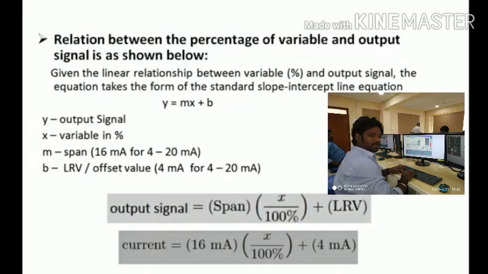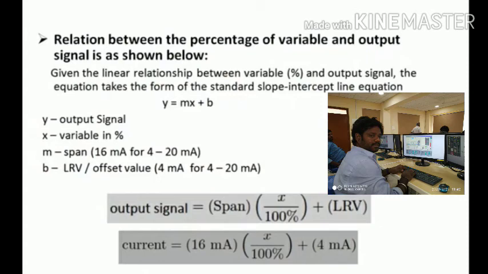In this formula, y equals mx plus b, y is the output signal, meaning how many milliamps we are measuring. x is the variable in percentage. The variable means the process value, the pressure, how much pressure there is, converted into a percentage value. And m is the span. In 4 to 20 milliamps, the span value is 16 milliamps, because 20 minus 4 is 16. And b is the lower range value, the offset, which is 4 milliamps. If you were using a 0 system, it would be 0. So here 4 is the lower range value. So output signal equals span times percentage of variable plus lower range value.